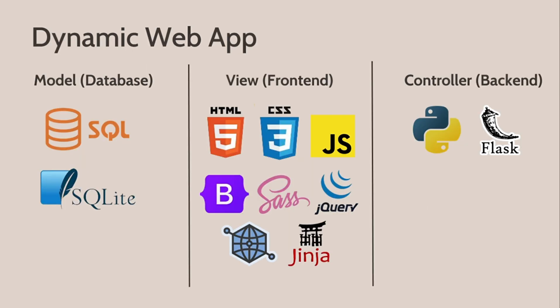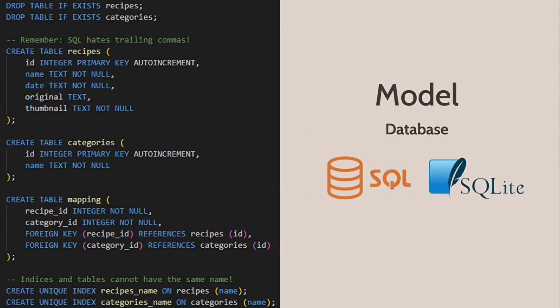Food-4BigTots is built on the MVC paradigm. It has a model, a database containing information about the recipes in the blog, a view, the front-end user interface and content that users interact with, and a controller, the backend server connecting the model to the view. Let's start with the model.